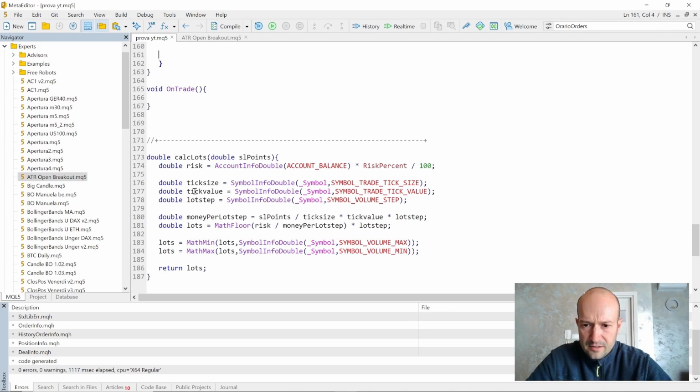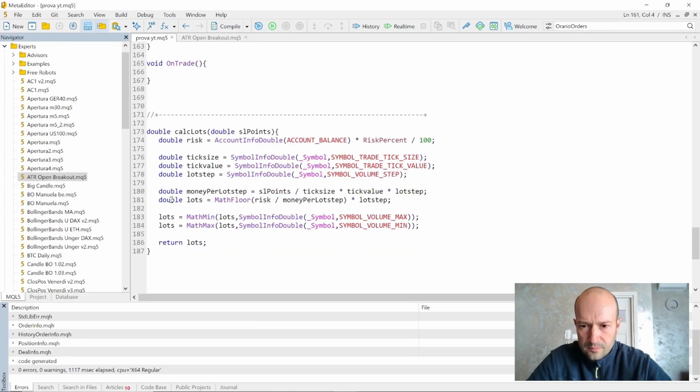After that, I need the tick value and the lot step. So the step for each lot, for example, 0.01, 0.02, and so on. I go on to define this variable money per lots, which would be the stop loss in points that I passed earlier, that's the one I passed to the function, and divided by the tick size, multiplied by the tick value, multiplied by the lot step. So then I define the variable lots, which, using this math floor, is the risk divided by money per lots, multiplied by the lot step.